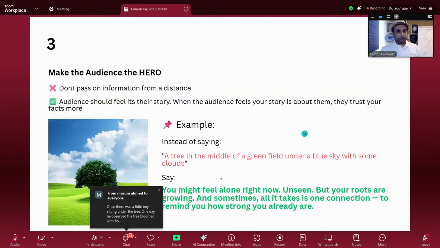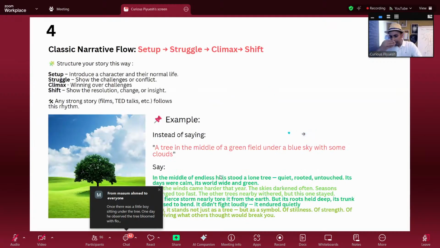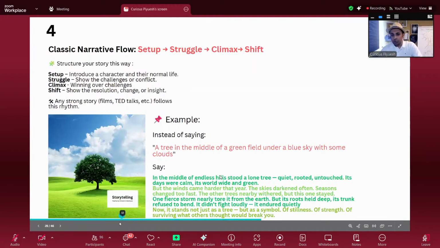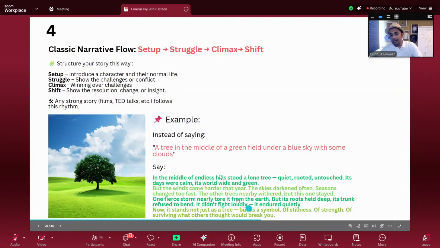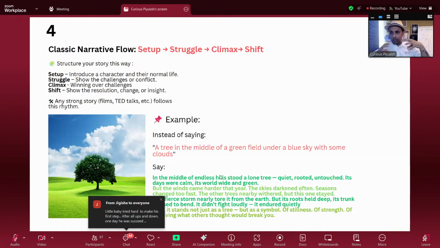That's where I am right now. Let's see what I have here. I have changed the green color into shades of green for you to understand the sentences. "In the middle of endless hills stood a lone tree, quiet, rooted, untouched. Its days were calm, its world wide and green. But the winds came harder that year, the skies darkened often, seasons..." In fact, even I am talking about the tree itself here. I have not used the humanized thing, but that's what I want you to do. The more you mix these 4 formulas, the stronger the story will become. But you are understanding it, right? You got the point here.